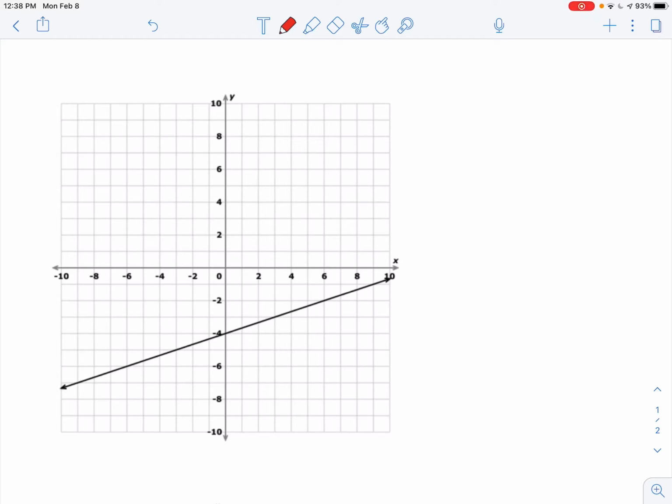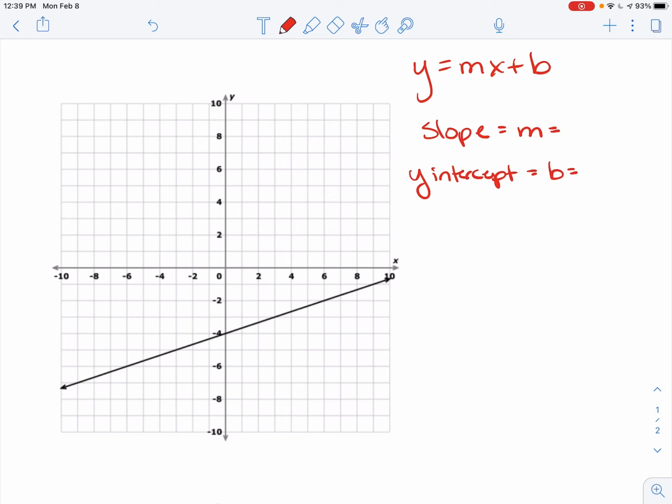Alright, we're going to look at some graphs today, and we're going to write an equation in y equals mx plus b form, or slope-intercept form, based on the graph that we see. There are two pieces of information that we need. We need our slope, which is the variable m in our equation, and we need our y-intercept, which is the b variable in the equation. Once we have those two pieces, we put them together and bam, we've got our equation.